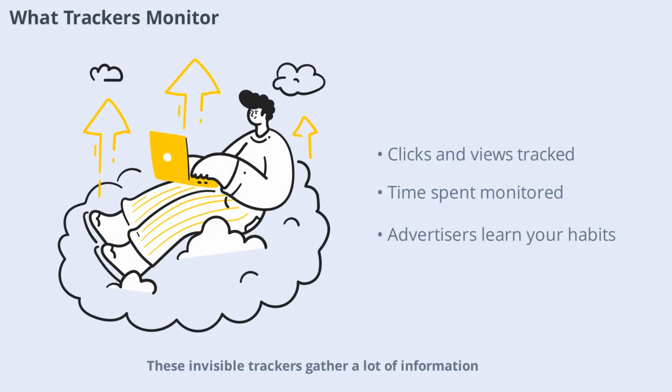These invisible trackers gather a lot of information. They can see what you click on, what videos you watch, and how long you spend on each page. All of this data is valuable to advertisers who use it to better understand your interests and habits. The more they know, the more accurately they can target you with ads.